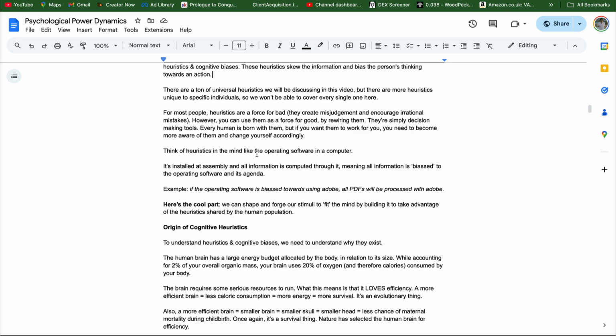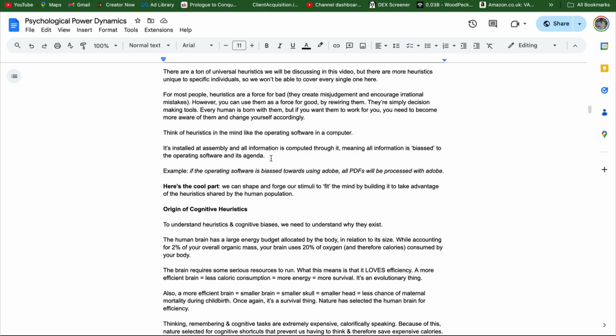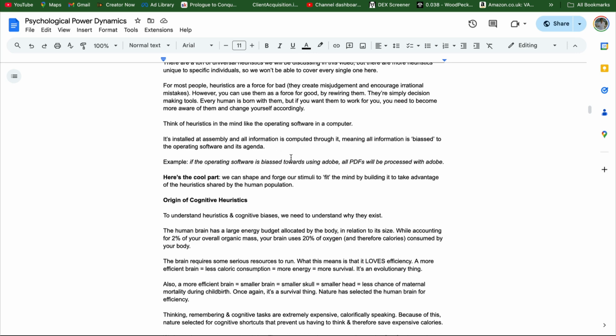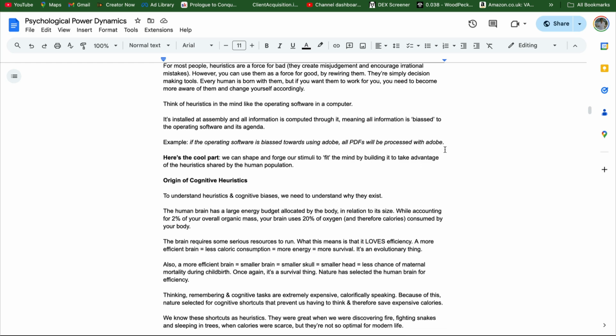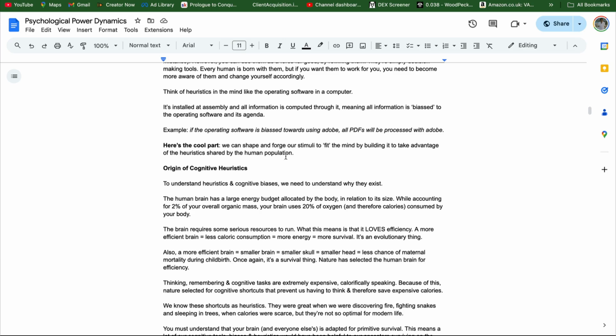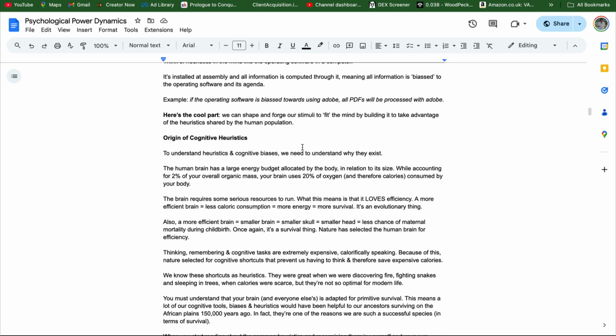Think of heuristics in the mind like the operating software in a computer. It's installed at assembly, and all information is computed through it, meaning all information is biased to the operating software and its agenda. Example: if the operating software is biased towards using Adobe, then all PDFs will be processed with Adobe. And here's the cool part: we can shape and forge our stimuli to fit the mind by building it to take advantage of the heuristics shared by the human population.